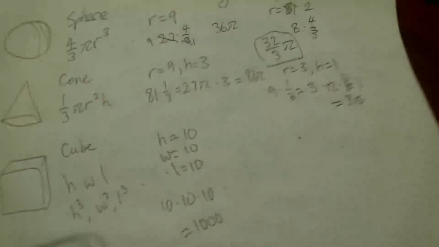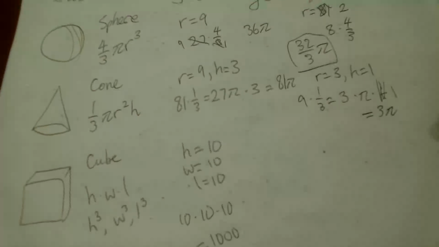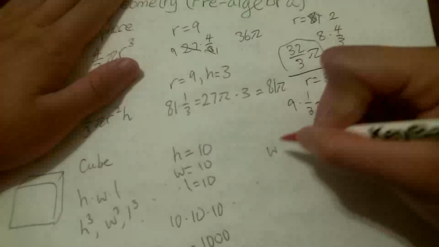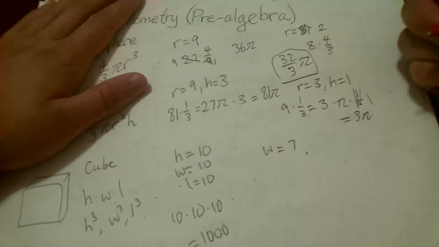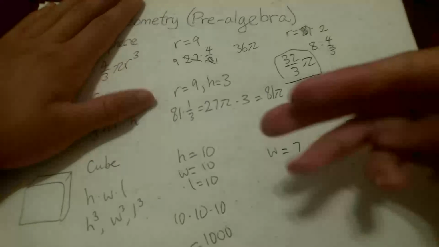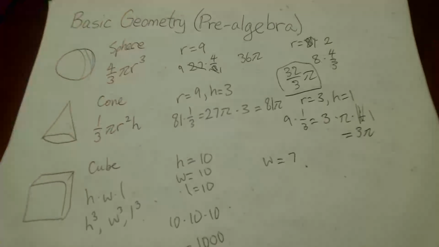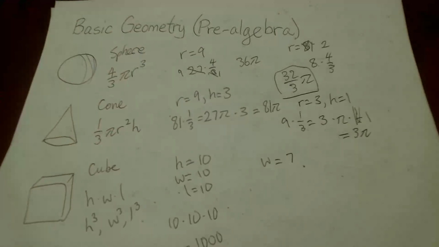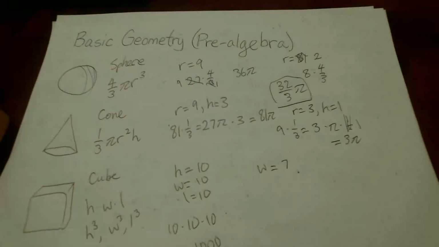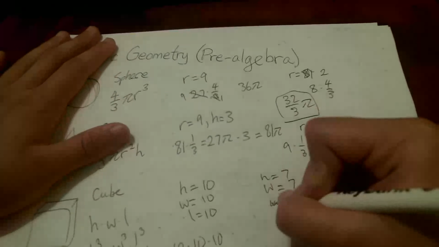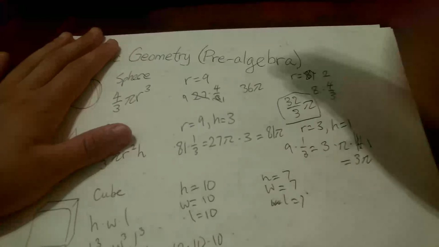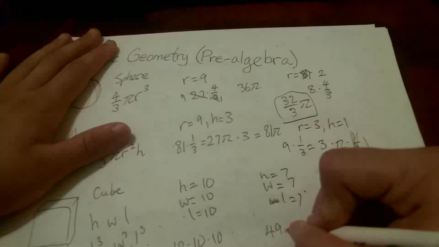So let's move on to the very last one. I'll just have the width equal 7. So here we have the width equals 7, which means that the height and the length would also equal 7. So we can just plug all those values in: h equals 7 as well, and length equals 7. 7 times 7 times 7, that's 49 times 7.